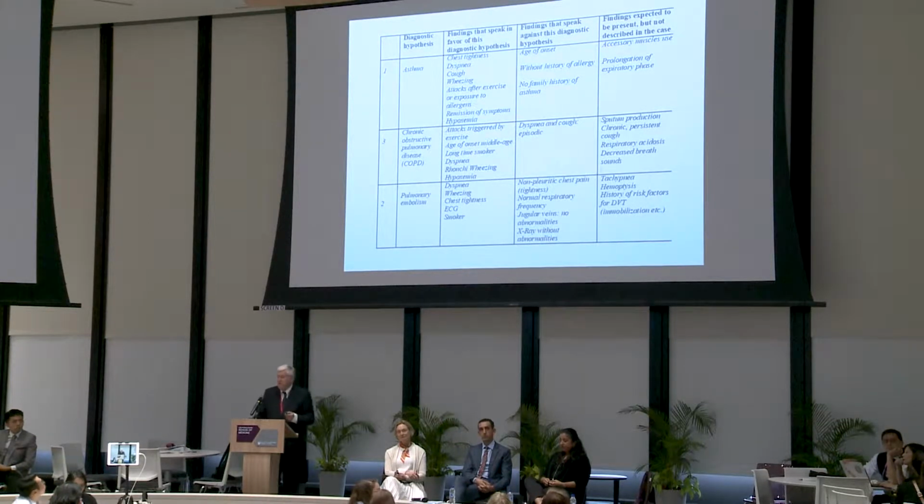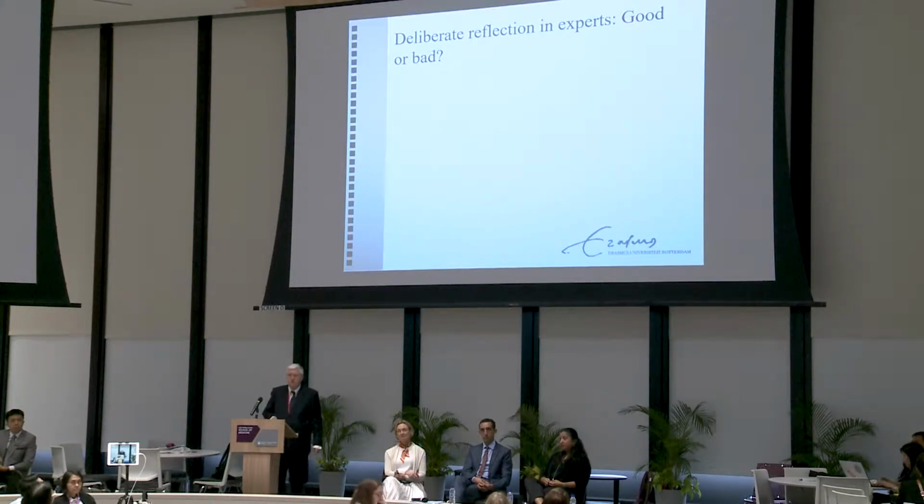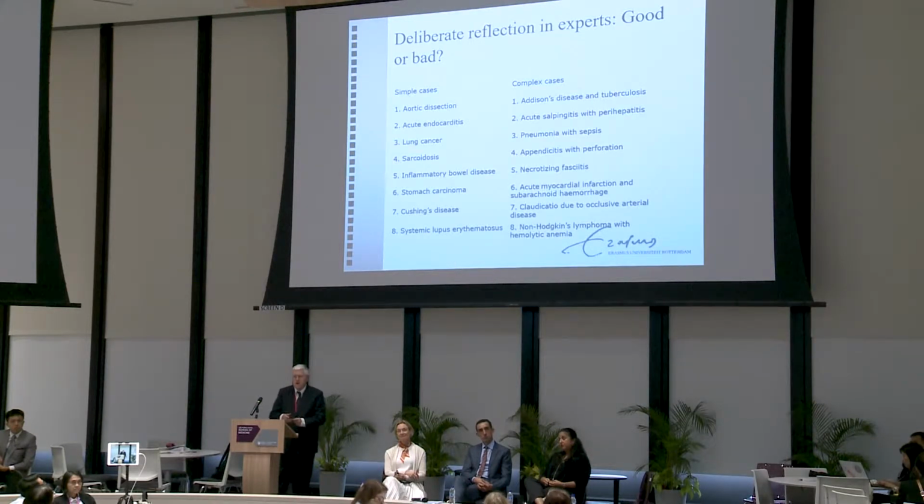Now, one of our first studies was a study with residents in which we tried to find out whether this procedure indeed would lead to better diagnosis. We had a group of residents in internal medicine, and we presented them with 8 simple cases and 8 complex cases. And you should realize that in the literature, reflection in general is not always seen as something that really supports expertise in medicine.